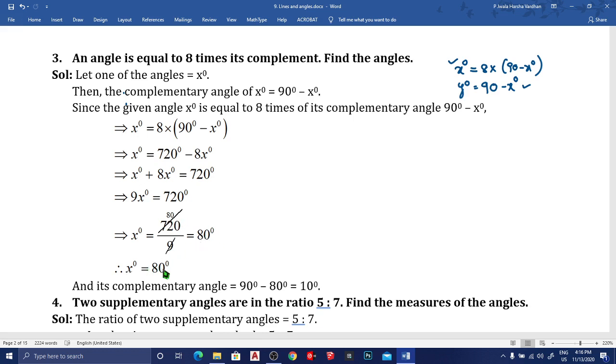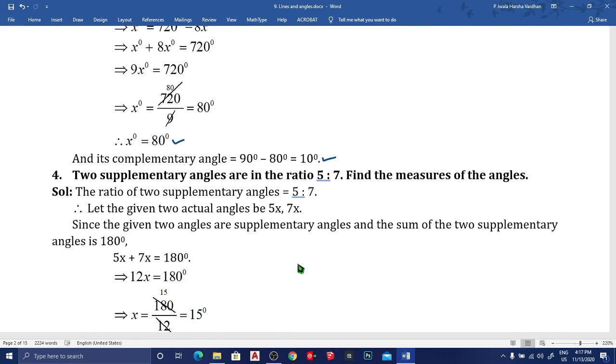So x is equal to how much here? 80 degrees. Once you know the x value, you can find the complementary angle by subtracting it from 90, that is 90 minus x. So 90 minus 80 is 10 degrees. Its complementary angle is 10 degrees. The actual angle x is 80 degrees and its complementary angle is 10 degrees. By adding 80 plus 10, you get 90 degrees. So this is the third one.